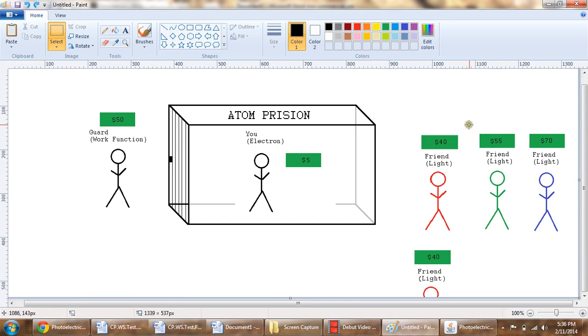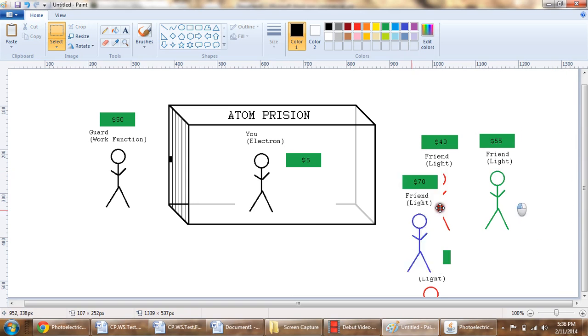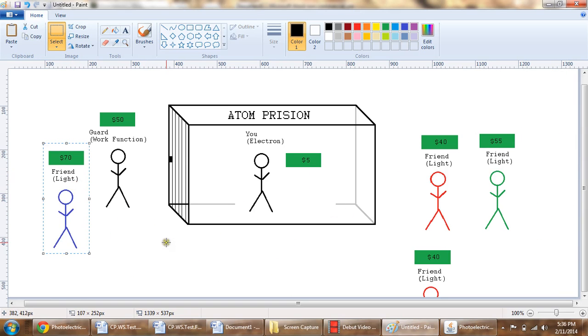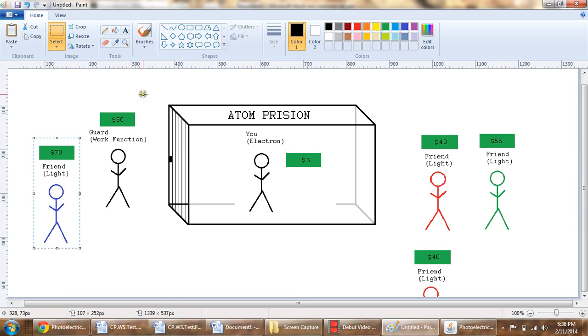Okay. Now let's say blue light, your wealthier friend, comes along and says, "I got $70." Guard goes, "I want 50. Perfect." The guard takes the money. Your friend vanishes. It's not to be violent, it's just how light works.